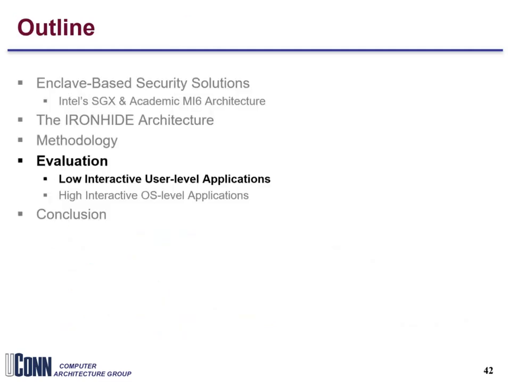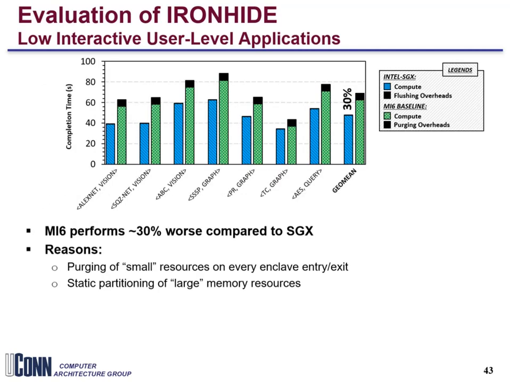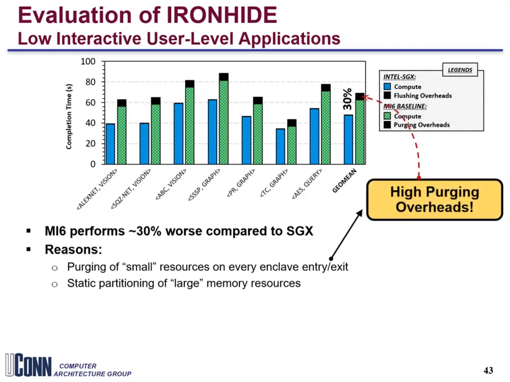Now moving on to the evaluation, I will first show results for low interactive user-level applications and then move on to the highly interactive OS-level applications. This figure shows the comparison of Intel SGX with the MI6 architecture. The left y-axis shows the completion times of these applications, and it is evident from the results that MI6 performs around 30% worse compared to Intel SGX. This is primarily because MI6 purges the private resources on each enclave entry and exit, resulting in high purging overheads.